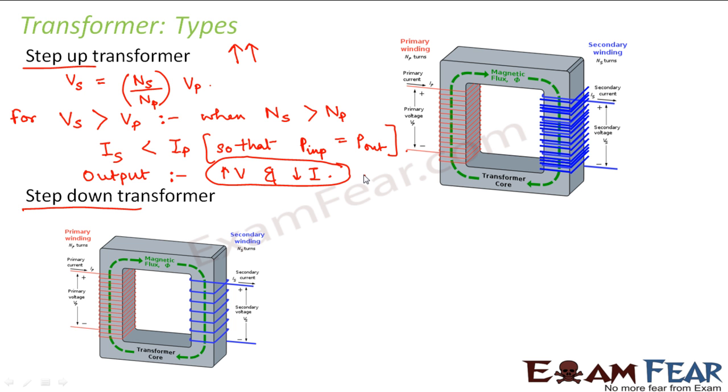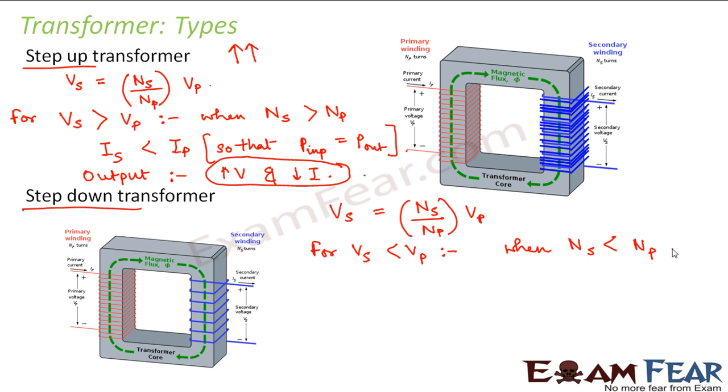Right? Now let us talk about the step down transformer. In a step down transformer, it is just the other way around. In this case, we want the secondary voltage to be less than the primary voltage. So for secondary voltage to be less than primary voltage, what do we want? That is possible only when the number of turns on the secondary coil is less than the number of turns in the primary coil, as you can see here in this diagram.